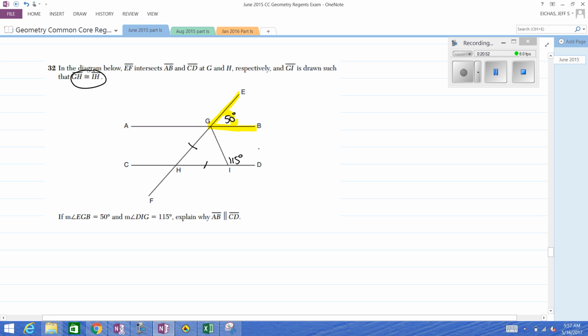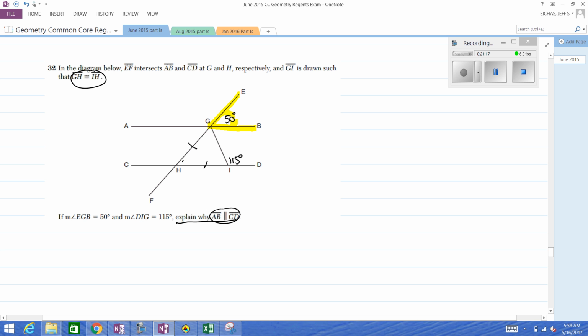Now, we're explaining why AB is parallel to CD, so don't assume they are. They're going to be, but let's not assume they are. Let's not use alternate interior angles right here. It's really tempting to say that that's 50 because of corresponding angles or something else. We're trying to show that they're parallel. So let's go get evidence. Let's go that direction.